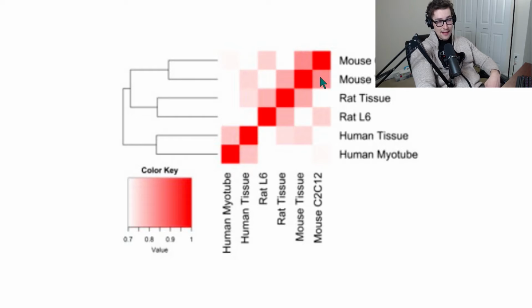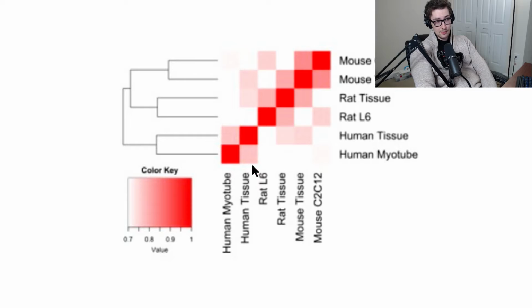So the more red that it is, the more similar it is. So the more white that it is, the more dissimilar that it is. And so here we've got human myotubes compared to human myotubes, which are the exact same thing. So of course they're going to have the greatest level of similarity. Human tissue has a lot of similarity to human myotubes. And that makes sense because, well, we're talking about cells compared to tissue.